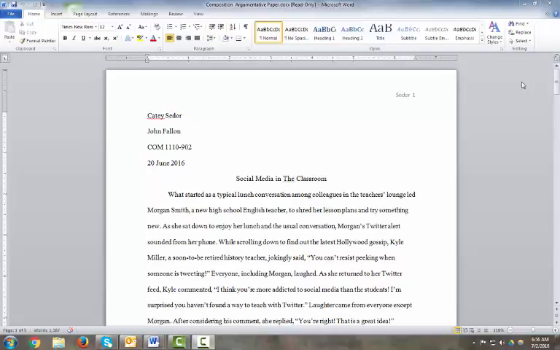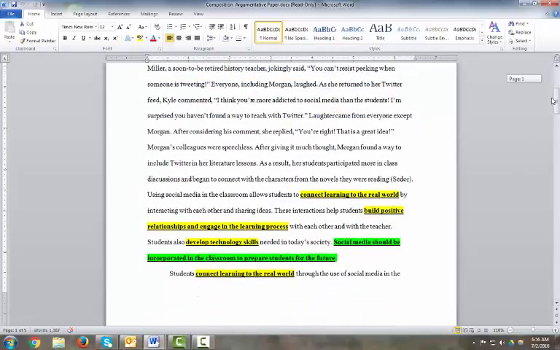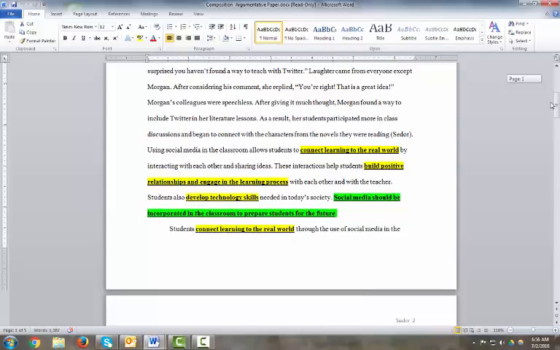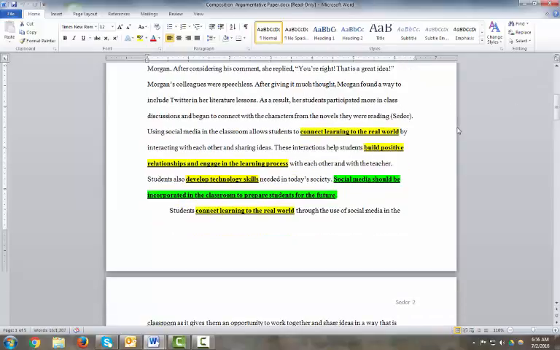The first thing I do when I have a research paper is I just check to see if all the parts are there. So I look at the beginning of your introductory paragraph and I see you have a story. So that box is checked. Then I go to the end of your first paragraph and I can see you have your three organizers and you have your thesis there about social media should be incorporated in the classroom.